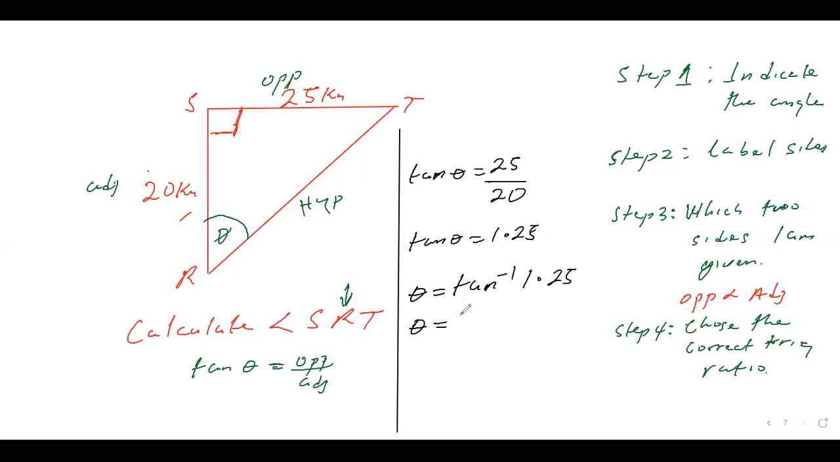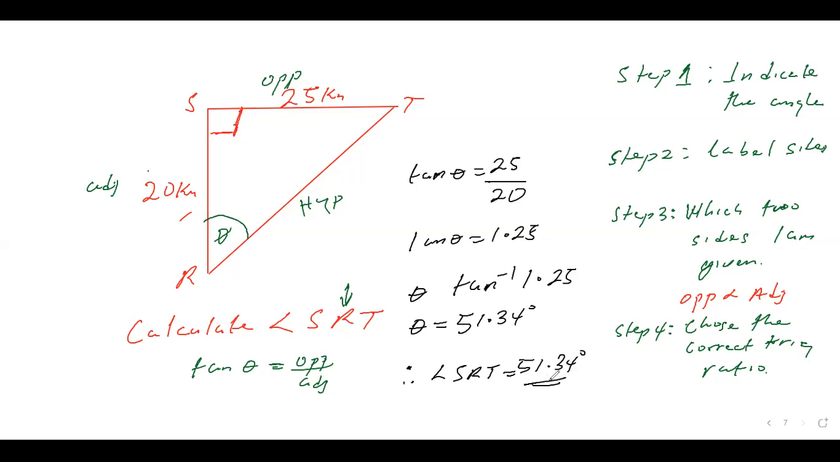Right, so what is the angle? 51.34 degrees. All right, we say therefore, angle S, R, T is equal to 51.34 degrees. We clear?